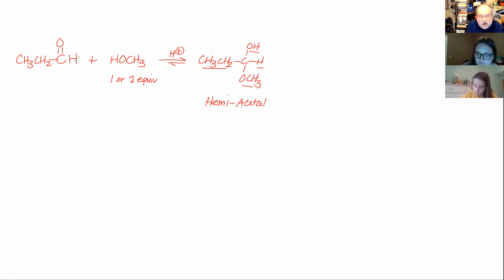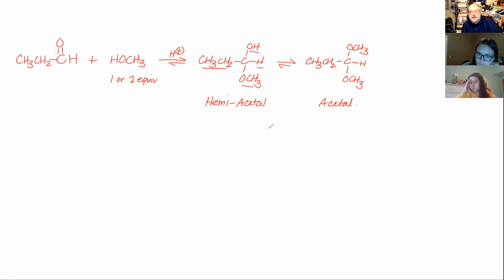If I changed this and had another alkyl group on the other side and it was a ketone, it would technically be a hemiketal. And then when I do the second equivalent of methanol, I'm going to replace the OH with that OCH3 group. So this would be, in this case, a full-blown acetal. So there's two different species you can get depending on whether you use one or two equivalents of the alcohol to begin with.